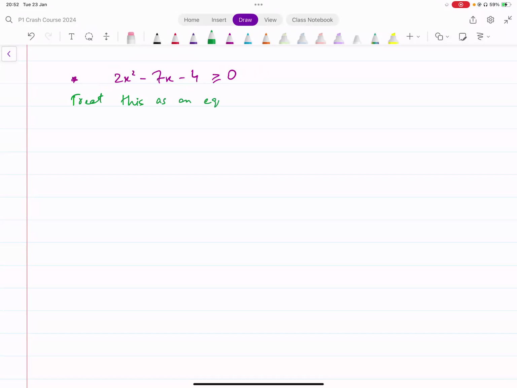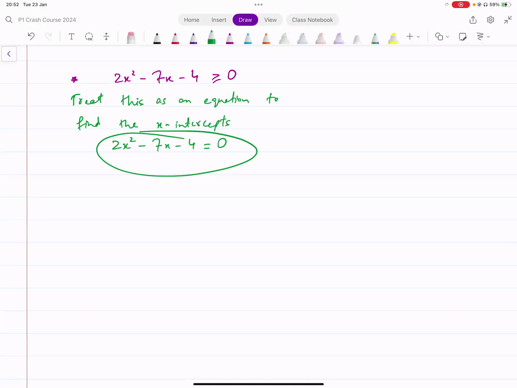You treat this as an equation. When you treat this as an equation, you get 2x squared minus 7x minus 4 equal to 0. Now, what you have to do is treat this as an equation to find the x-intercepts.